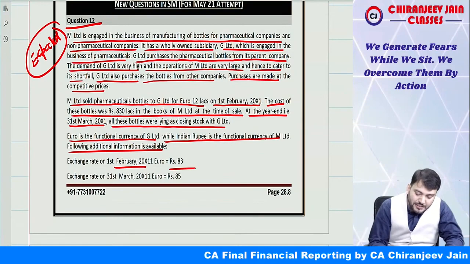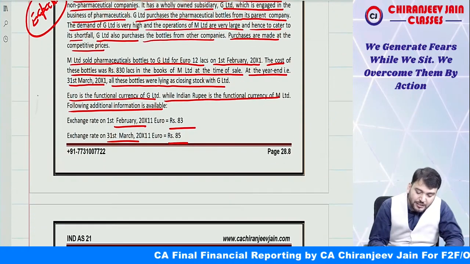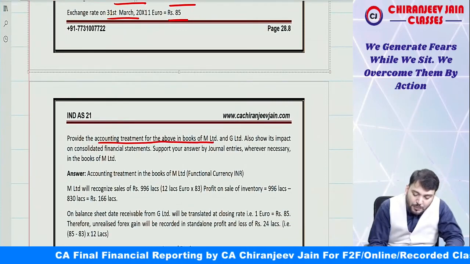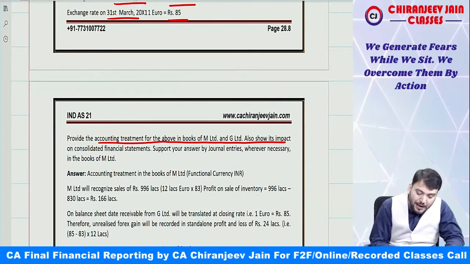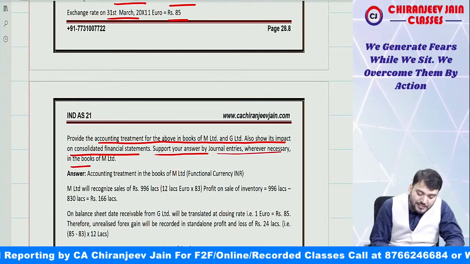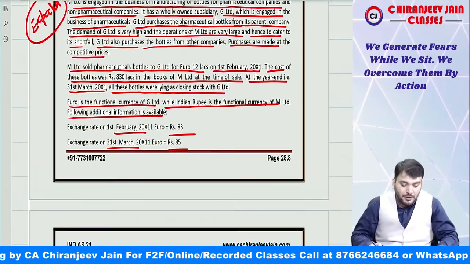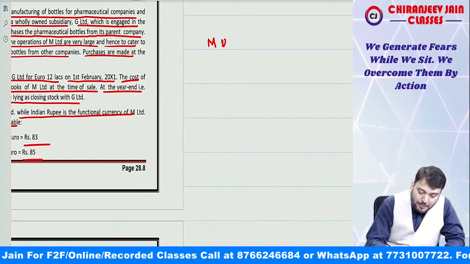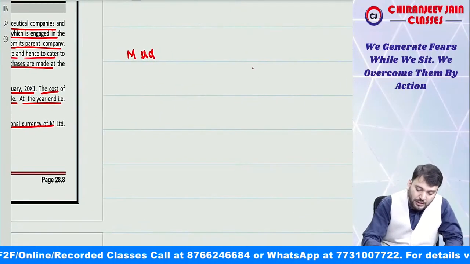On 1st Feb, this is the rate. On 31st March, this is the rate. Correct? Provide accounting treatment for the above in the books of M and G. Also show the impact on CFS. Support your answer by journal entry wherever necessary in the books of M Limited. So they have asked journal entry in the books of M Limited, but I will also do it in the books of G Limited.